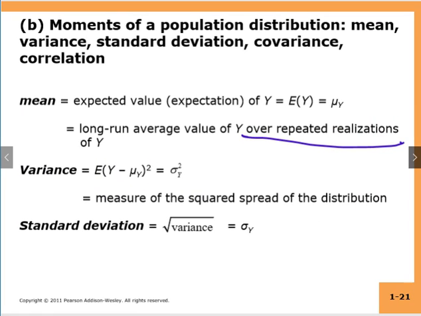Okay. So variance is calculated as y minus mu y, whole square, expected value of that, which is known as sigma y square, or it is a measure of the squared spread of the distribution. Spread means what is the deviation of a given value of y minus mu y, and you square it up. Why do you square it up? Because it could be a positive value or it could be a negative value. The standard deviation is known as the square root of the variance, or sigma y.